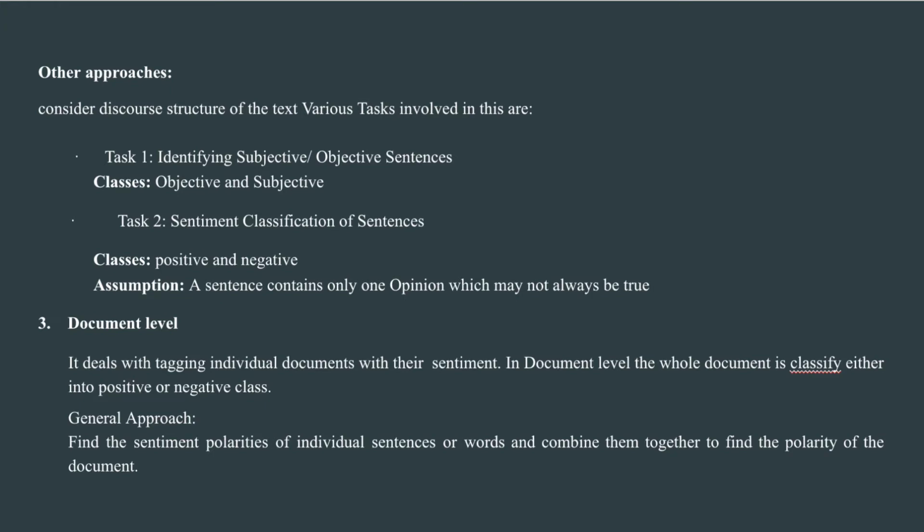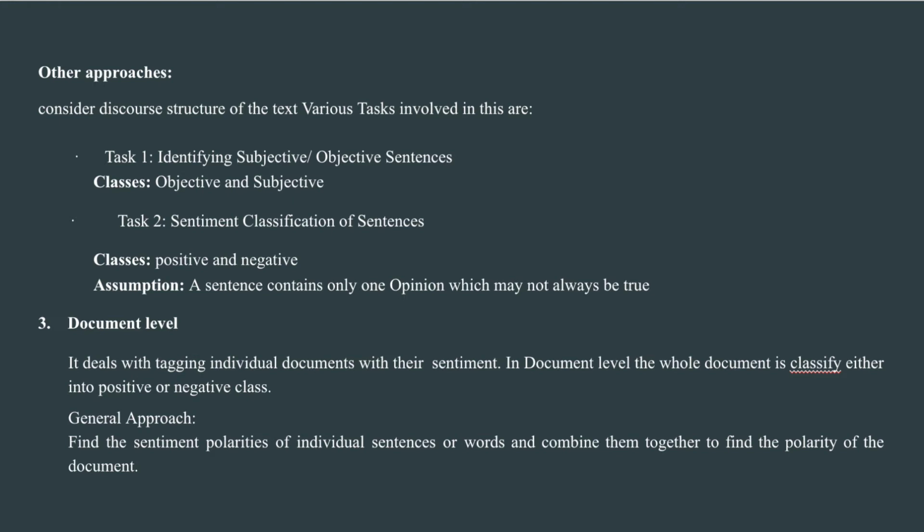The continuing slide is other approaches. Consider discourse structures of the text. Various tasks involved in this are: Task 1, identifying subjective or objective sentences. Classes, objective and subjective. Task 2, sentiment classification of sentences. Classes, positive and negative. Assumption, a sentence contains only one opinion, which may not always be true.